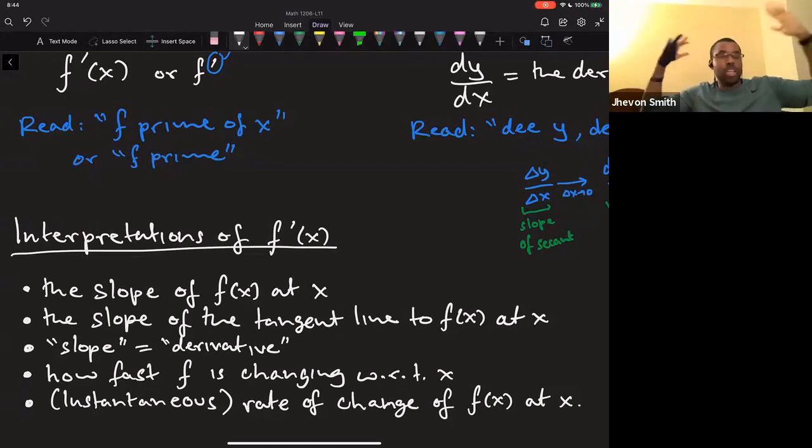You can find the slope of a lot of things that aren't straight lines. But when you talk about straight lines, you call it slope. If you're talking about anything else, call it derivative. And so the derivative is like the slope.